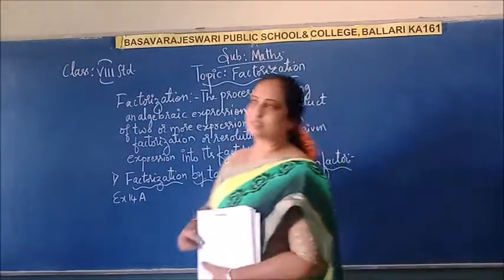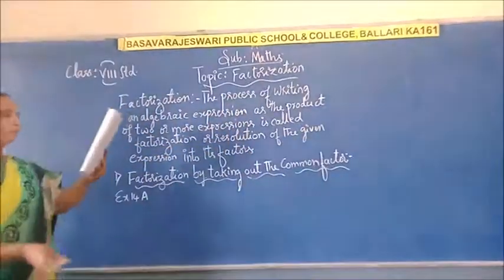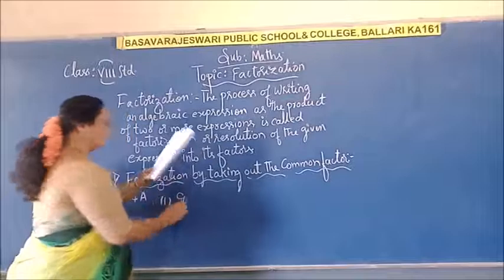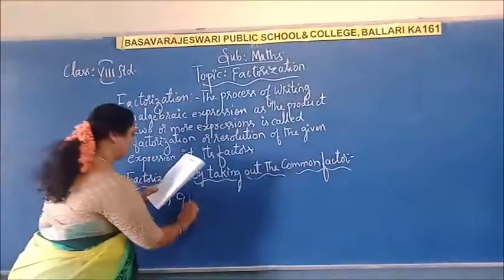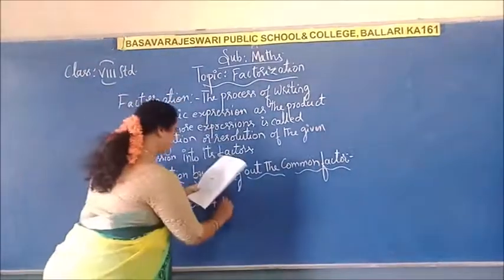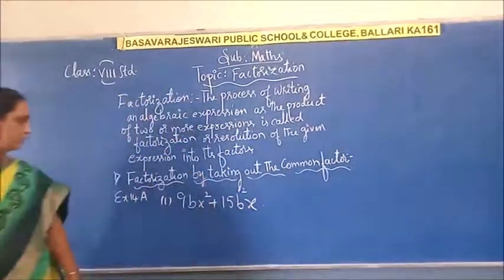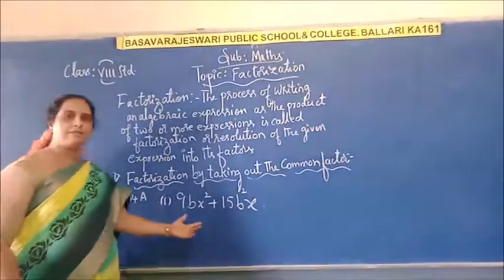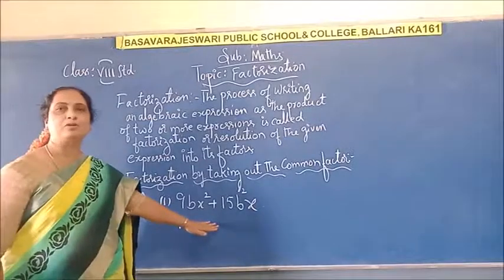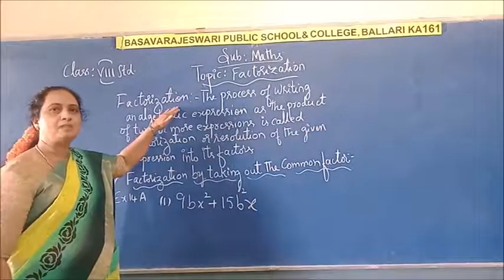I had completed 2 exercises, but let me recall once again. I'll start with exercise 14a. Let me do 1 or 2 sums from this. Okay, so it is 9bx square plus 15b square x. Look at this expression, children. You have to resolve this expression into a product of 2 or more factors. That process is called factorization.